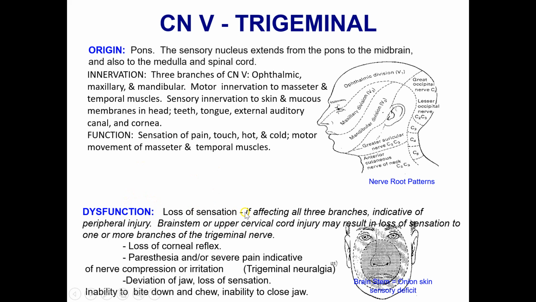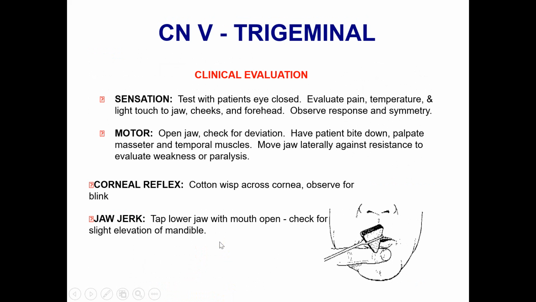Dysfunction, as we know, will lead to loss of sensation affecting all branches, indicative of peripheral injury. Brainstem or upper cervical cord injury may result in loss of sensation to one or more branches of the trigeminal nerve. It will lead to loss of corneal reflex, paresthesias, or severe pain indicative of nerve compression or irritation, for example, in trigeminal neuralgia. And in motor dysfunction, there will be deviation of jaw, inability to bite and chew, inability to close the jaw.